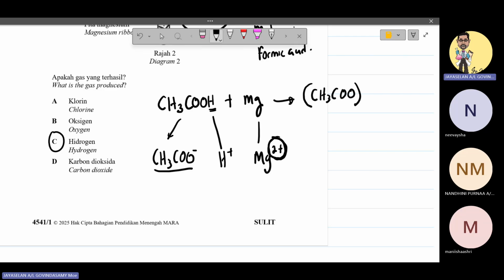CH3COO, close the bracket, put the 2, these 2 here, then you put magnesium. Any question? No question, right? So erase this.